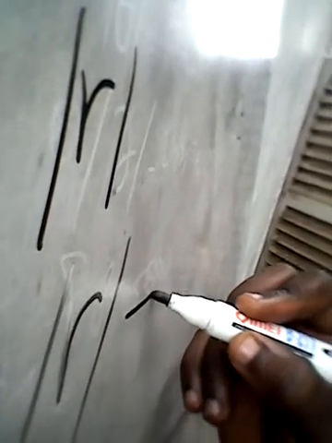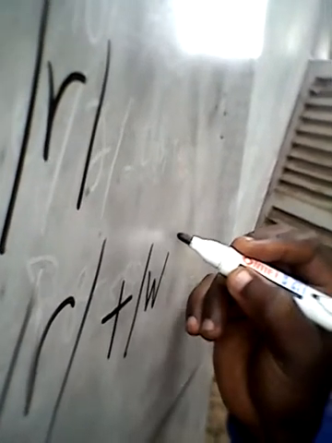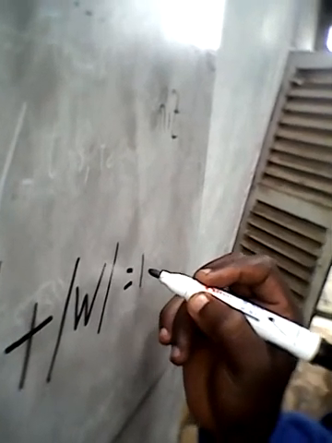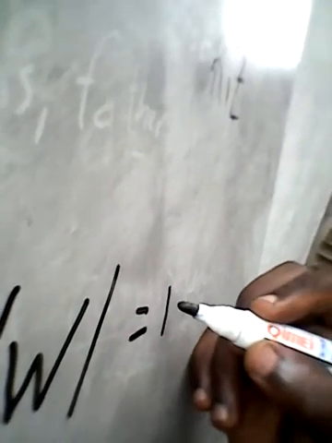I want to show you today what native speakers do: you have the R sound, and to make what native speakers make when they speak, try to put a W plus the R. What does it give you? It gives you something like this. Look at it very well.